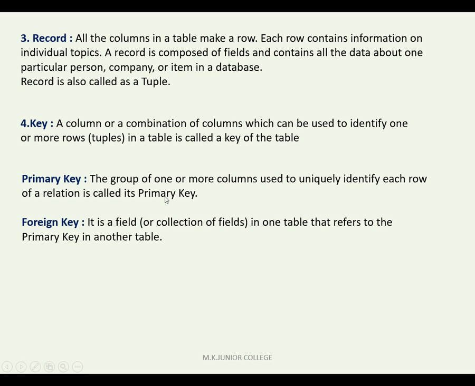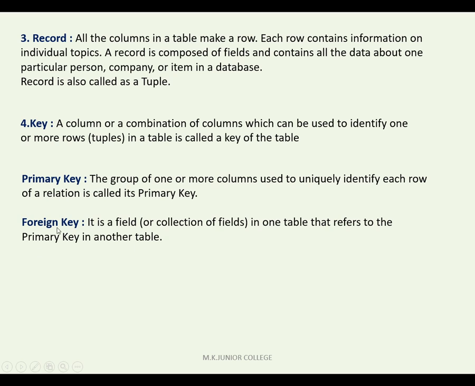So all these types of fields, when you enter them in your database, those fields are called a primary key, because the field entries are unique. A foreign key is a field in one table that refers to the primary key in another table. That means when you create a relationship between the tables, this foreign key is a field in one table that refers to the primary key in another table.